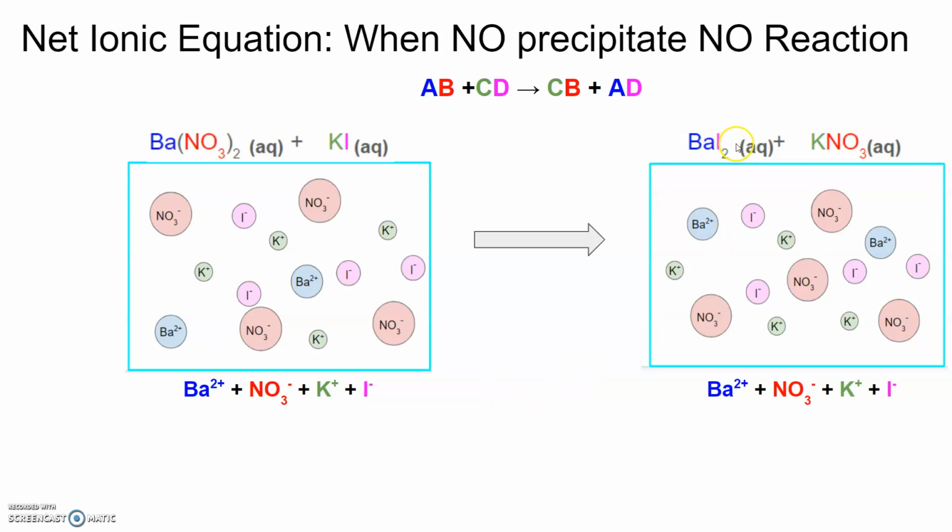On the product side, barium iodide and potassium nitrate are also aqueous. So again, I would still break those down into their ions. And this will be my complete ionic equation. Anything that's aqueous is broken down into ions.